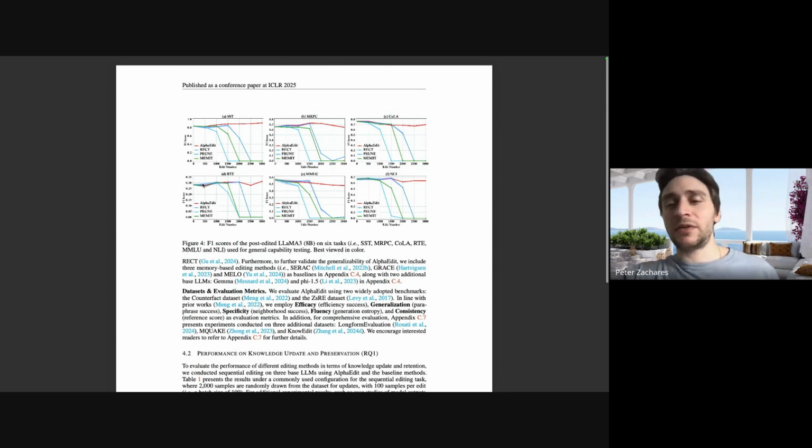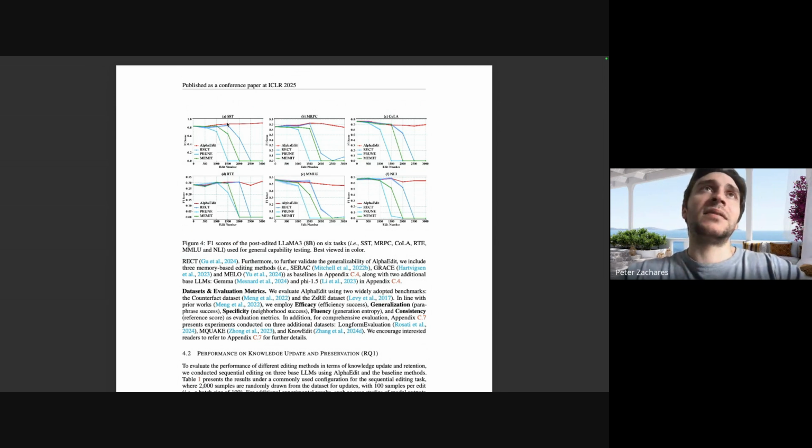here's a couple of different methods that are updating the knowledge in the LLM, and here's the number of facts that we're updating. Let's see how the performance goes as we continue updating the knowledge. For all the data sets, AlphaEdit is the only one that basically still preserves its performance, and all of the other ones don't after a certain number of facts. So it's the only one that can keep the model performance as good as it was while still learning new information.